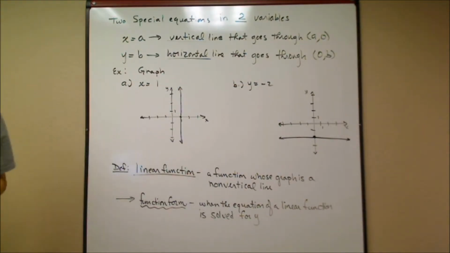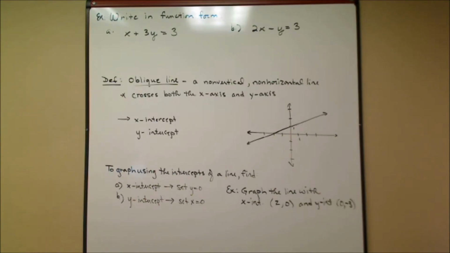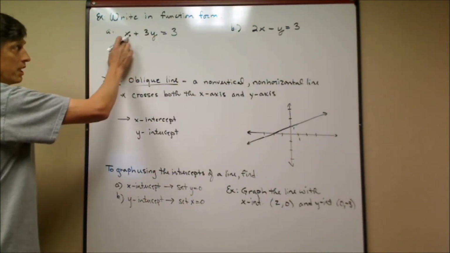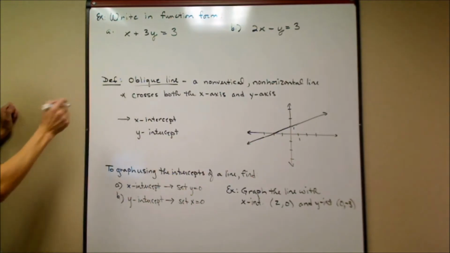We'll do a couple more examples. Okay, let's write these two equations here in function form. That means we have to solve for y. So we use the same steps that we did when we solved equations in previous units by isolating the variable, in this case the variable y. It's just that we have two variables, so we have to keep track of that second variable.